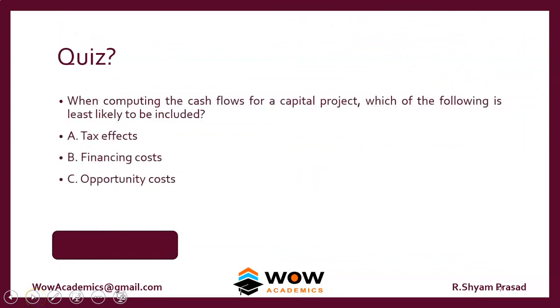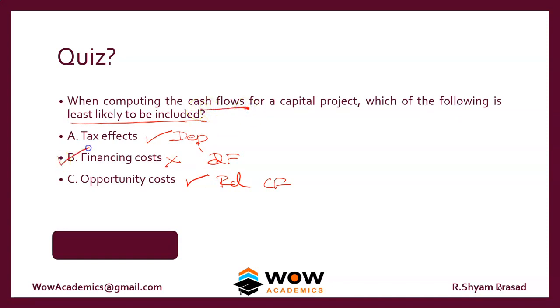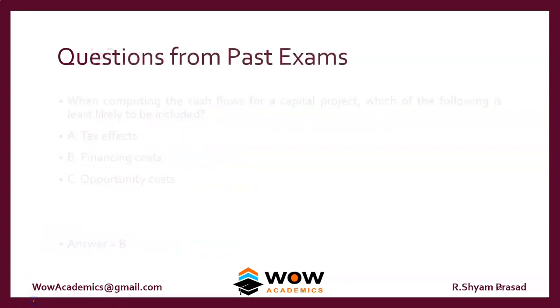So we'll have a quiz. When computing the cash flows for a capital project, which of the following is least likely to be included? Which of the following is not to be included? Tax effect we include because we have the depreciation. Financing cost is not included because the discount factor is the financing cost. So this is not included. Opportunity cost we have to include because it's a part of the relevant cash flow. So usually we take this into account. So what is not taken into the cash flow of a project is the financing cost. So B is the answer.